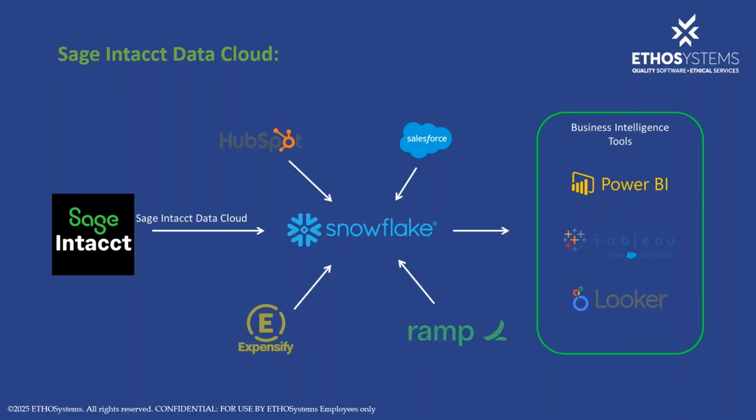Sage Intacct Data Cloud. This may not mean a lot to you. The Sage Intacct Data Cloud allows Sage Intacct to load or replicate data in Snowflake, which is designed to handle large volumes of transactions. It also allows you to connect your other platforms for robust BI tools, so you can use Power BI or Tableau to create views that span across your multiple platforms.